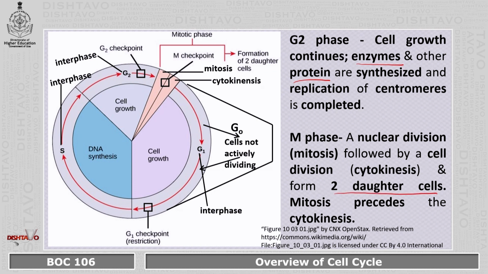Mitosis precedes the cytokinesis. Now here in the diagram there are checkpoints everywhere: a checkpoint in G1, then a checkpoint in G2, and there is a checkpoint in mitosis. These checkpoints check whether the cell has completed its process and is ready to go into the next phase.